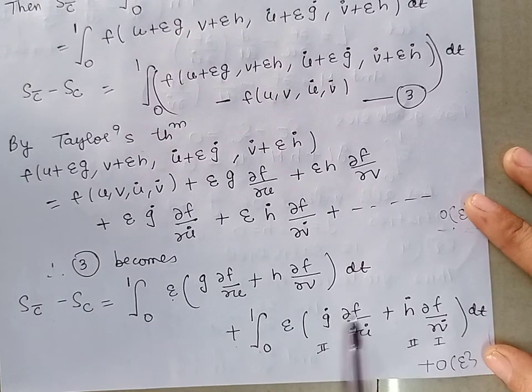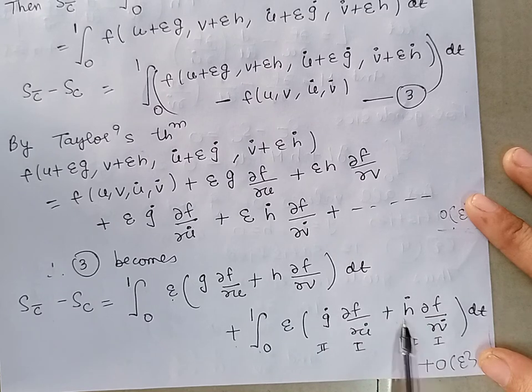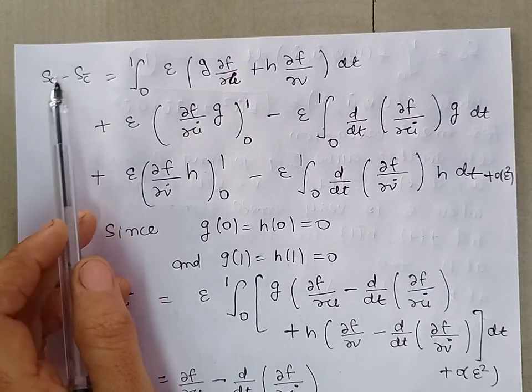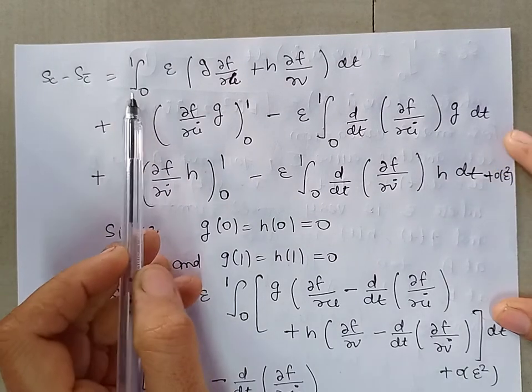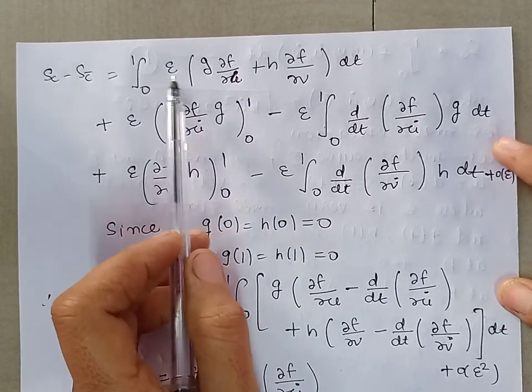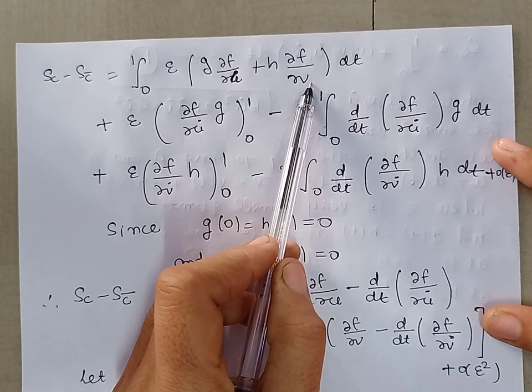Now we can integrate these by integration by parts, taking this as the first function and this as the second function. In the same way, we will integrate this also using integration by parts, taking ∂f/∂v dot as the first function and h dot as the second function. So applying integration by parts, we get the difference of the lengths of the two curves C and C bar is given by the first integral, which we have taken as it is, integral 0 to 1 epsilon into g ∂f/∂u plus h ∂f/∂v.